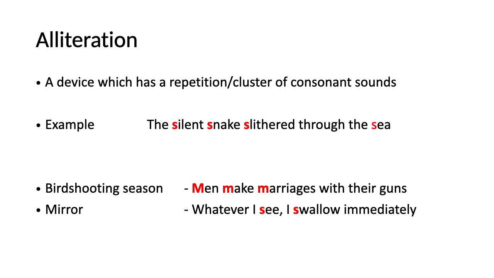Because I'm targeting the persons who are doing English B mostly, I'll give you some examples from the poems that you would have studied. So, bird shooting season, men make marriages with their guns. So men make marriages, macho men as well. So all that will be an example of alliteration. Mirror, we see, I swallow. So once there are at least two repeated consonant sounds, it's an example of alliteration.